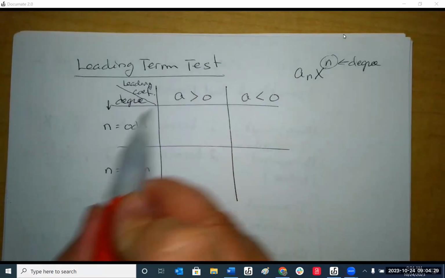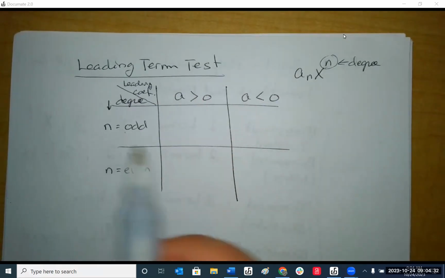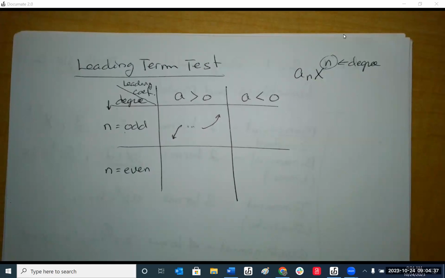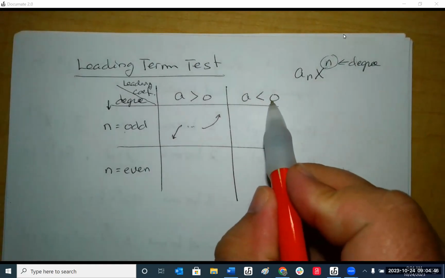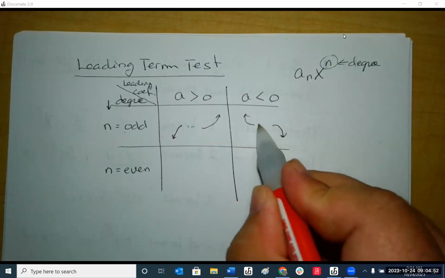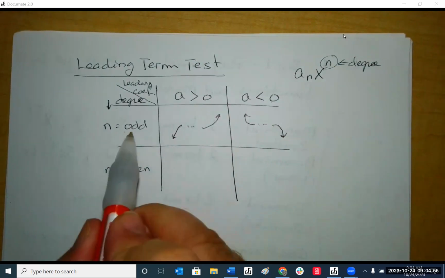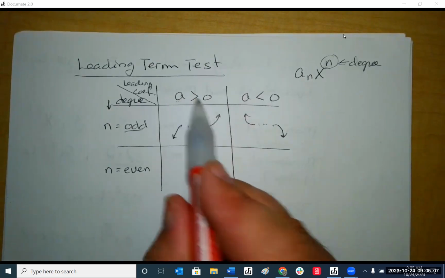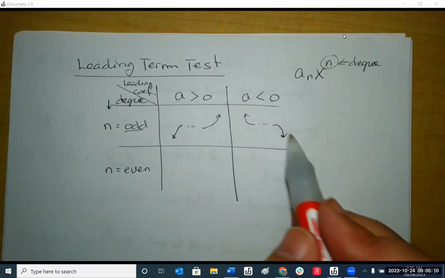If A is positive and the degree is odd, the end behavior of our graph will look like this. If our leading coefficient is negative, then our end behavior looks like this. Because it's odd, they point in opposite directions. If A is positive, it goes up to the positive. If A is negative, it goes down to the negative.